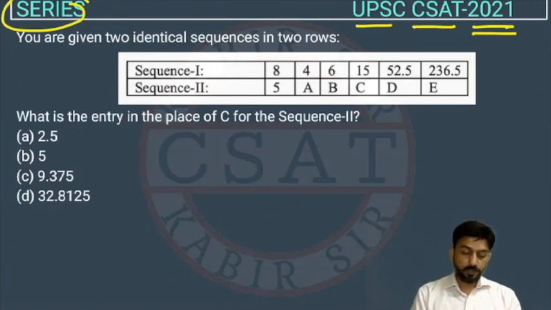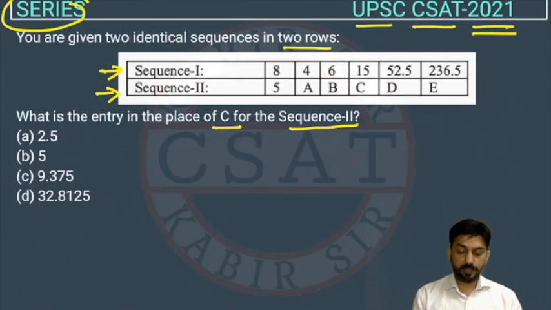Right. You are given two identical sequences. So in two rows, this first sequence is given and second sequence. What is the entry in the place of C for the sequence second? Right. तो सेकंड सीक्वेंस में हमको C फाइंड आउट करना है. राइट. इसको कैसे करेंगे? तो सीक्वेंस फर्स्ट में देखते हैं कि क्या रिलेशन है जिस सीक्वेंस में. राइट. So this is not matrix, तो यहाँ पे इनका रिलेशन आपस में नहीं देखना है. You don't have to see the relation.